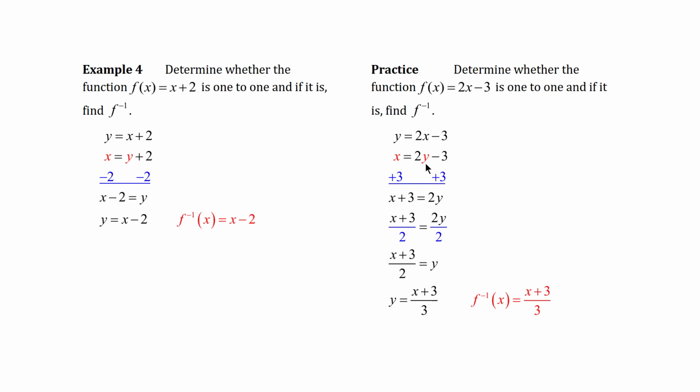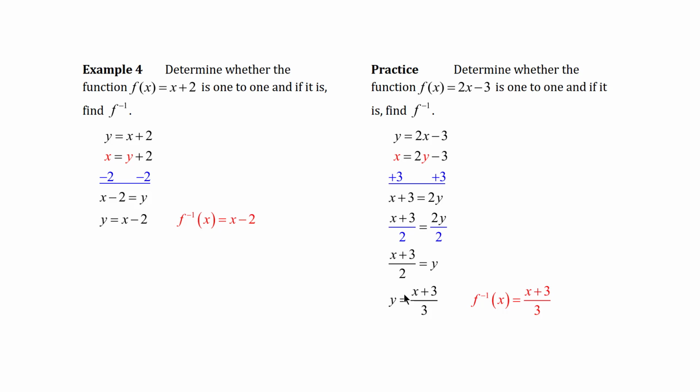Next, we need to solve for y. We need to get rid of the minus 3 by adding 3 to both sides of the equation. The result is x plus 3 equals 2y. Next, we get rid of the 2 in front of the y by dividing both sides by 2. We get x plus 3 divided by 2 equals 2y divided by 2. After simplifying, the result is x plus 3 over 2 equals y.